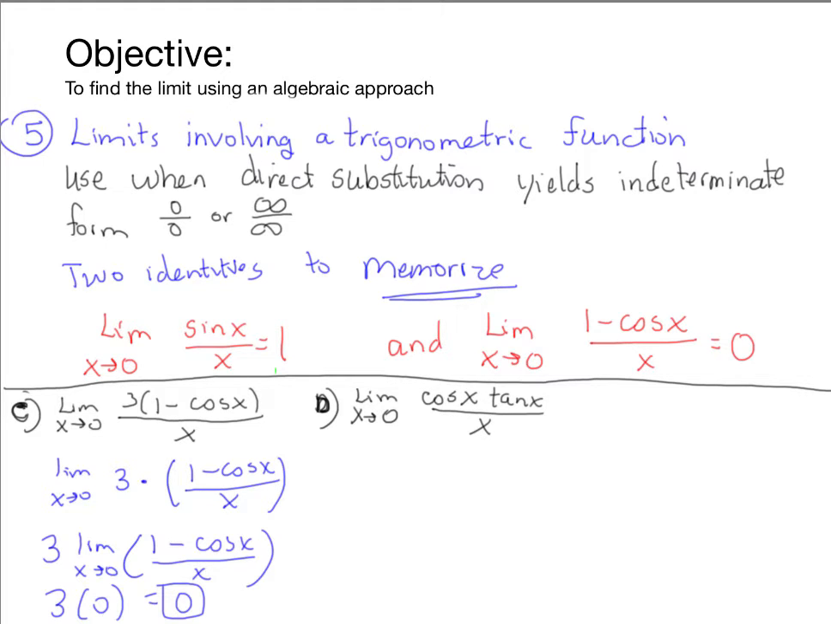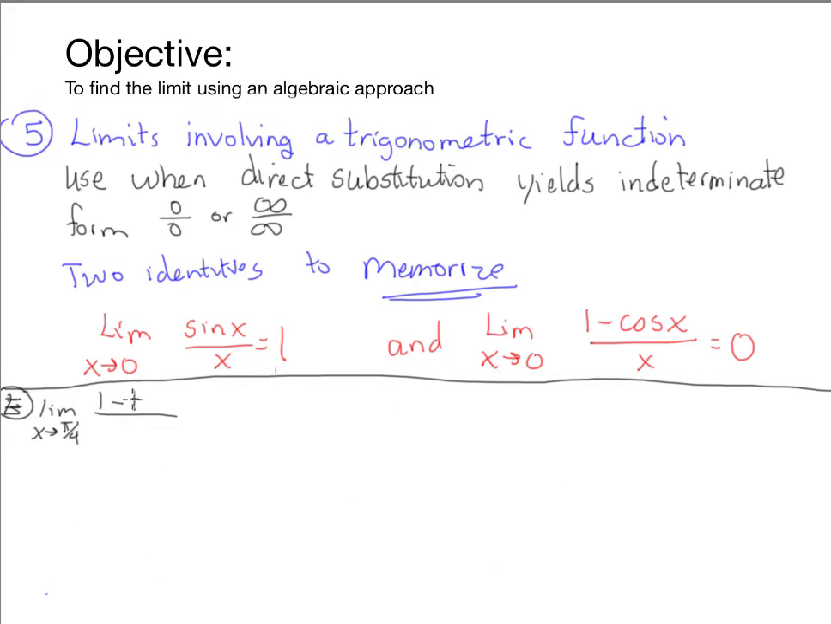Example D of this section, we have cosine of x times tangent of x divided by x. So let's use our tangent identity to replace tangent of x with sine of x over cosine of x. We can cancel out our cosines, and this becomes the limit as x goes to 0 of sine of x over x. Well, that's familiar. That's our identity. So our answer is 1.